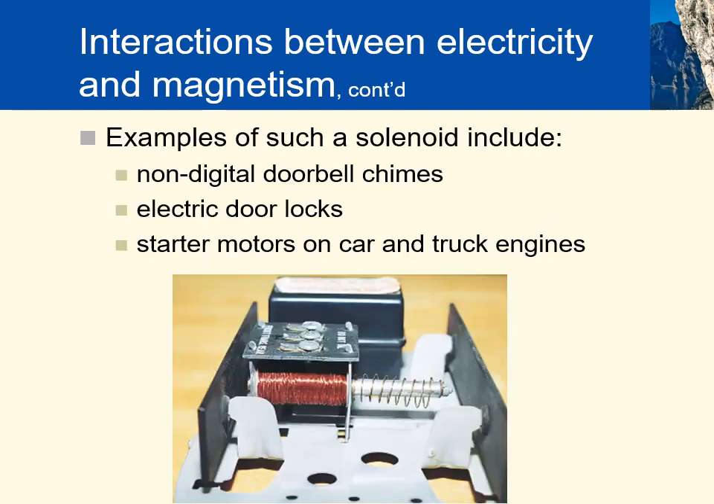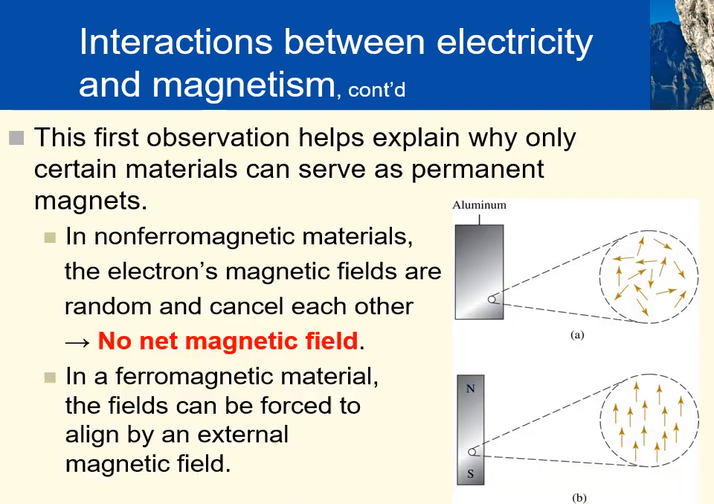This figure shows us the solenoid and how it's found in most machines, like non-digital doorbell chimes, electric door locks, and starter motors on car and truck engines. Here we want to see the differences between non-ferromagnetic materials and ferromagnetic materials in the presence of an external magnetic field.